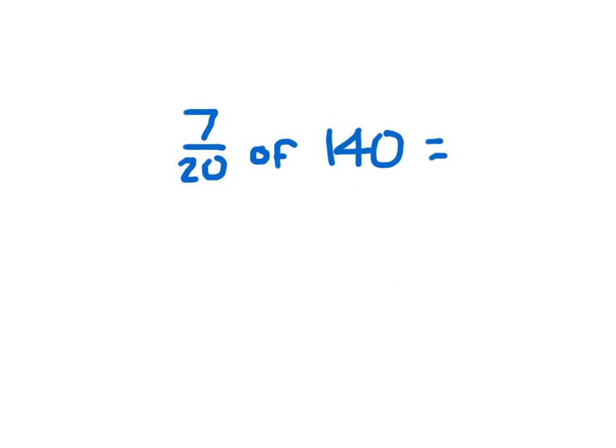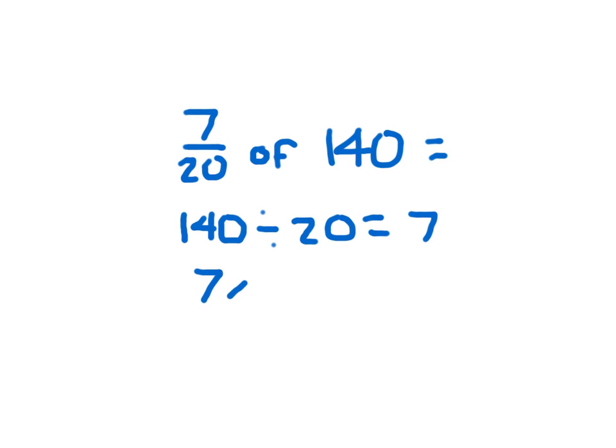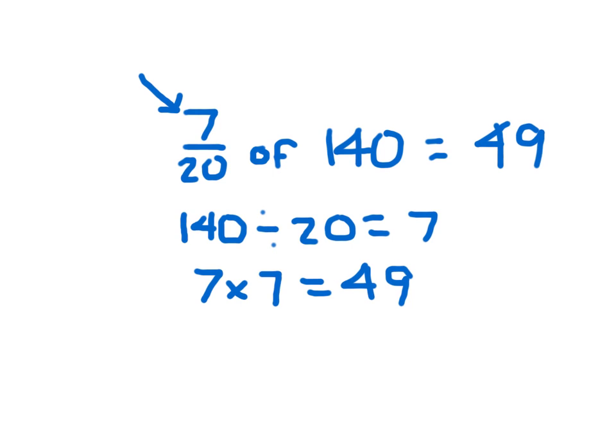One final problem, 7/20 of 140. 140 divided by 20 is equal to 7, because 7 times 20 is 140. Then we look at 7 times 7, which equals 49. Because of this 7 right there, we had to look at 7 of those 7s. So the answer is 49.